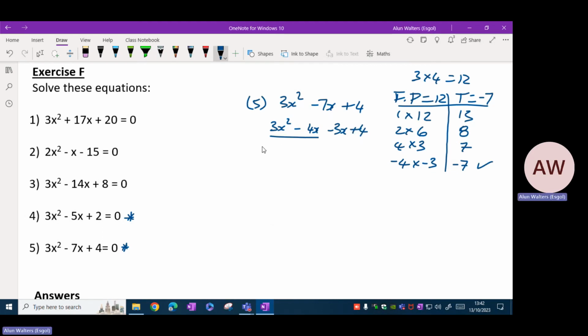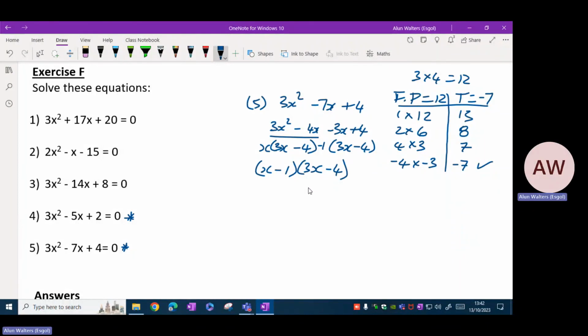Factorize the first two terms, put an x outside, I'm left with 3x minus 4. I write the same in that bracket, 3x minus 4. What do I multiply minus 4 by to give me plus 4? It's a minus 1. So the terms outside the brackets are x minus 1. The terms inside the brackets above are 3x minus 4. So I factorised the expression.